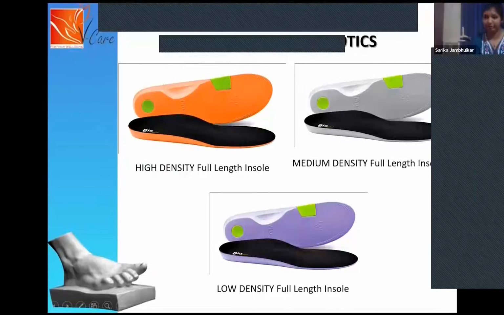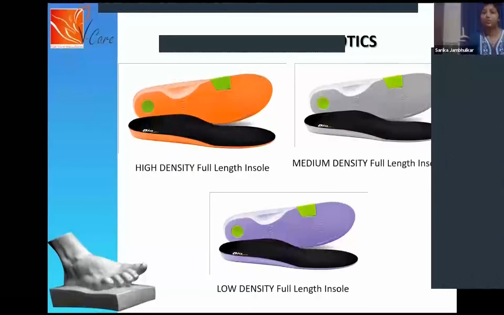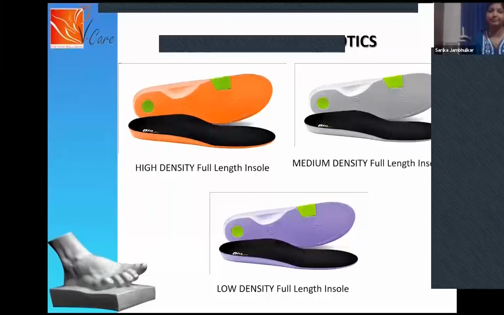These are heat moldable, because when you see a prefabricated insole, the main query that will come to any physio's mind is how to customize it. So these are heat moldable, so they can be customized exactly on the spot and very quickly.